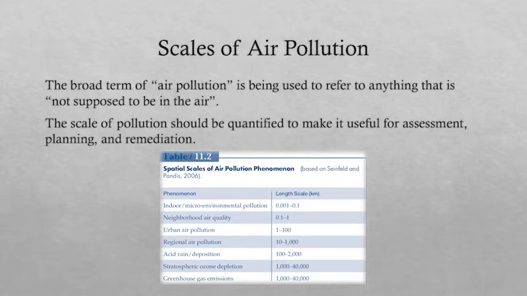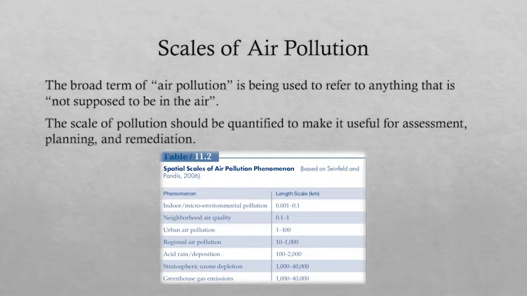In this table below, we have different phenomena and we have their scale. We have indoor or microenvironmental pollution. These are typically at the household level, so these are indoor scales. Next, we have neighborhood air quality. This is typically at the barangay or the sitio level in the Philippines. We also have urban air pollution with scales encompassing cities, regional air pollution with a larger scale, acid rain or deposition with a given scale here, stratospheric ozone depletion which spans several thousand kilometers, and finally we have greenhouse gas emissions also spanning several thousands of kilometers.